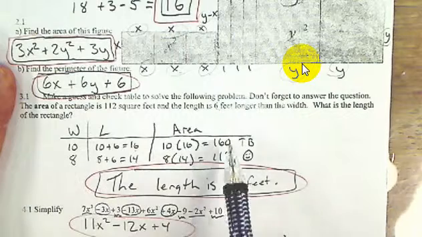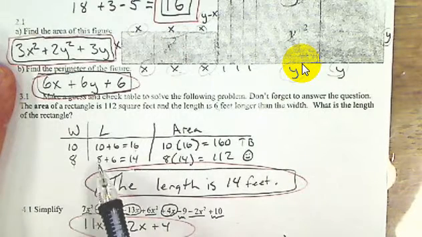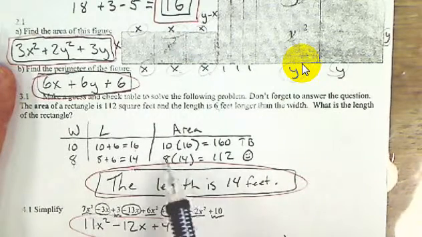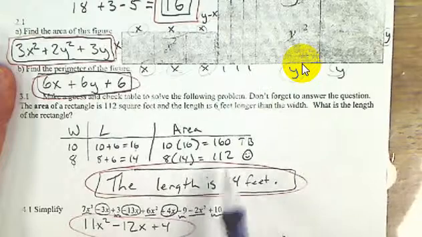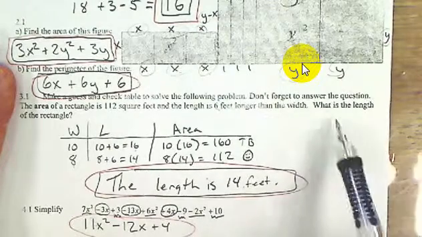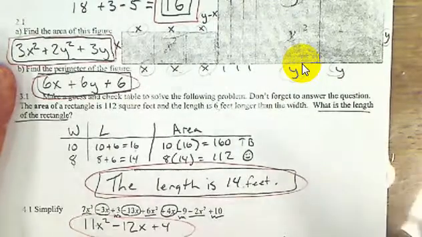Guess something smaller since that was too big. 8. 8 plus 6 is the 14. 8 times 14 is 112. So the length is 14 feet, because what is the length of the rectangle? I just answered the question.